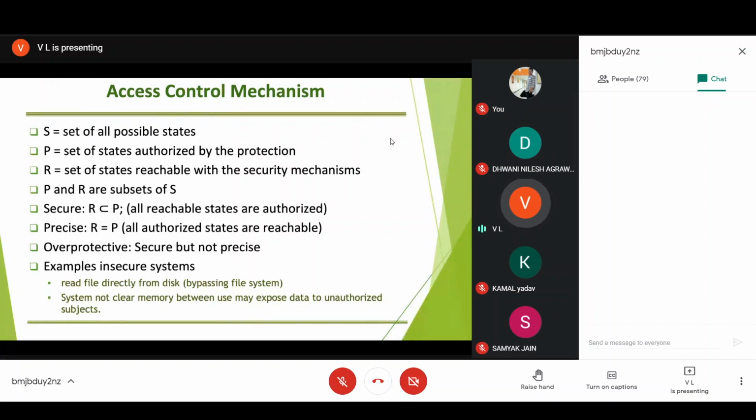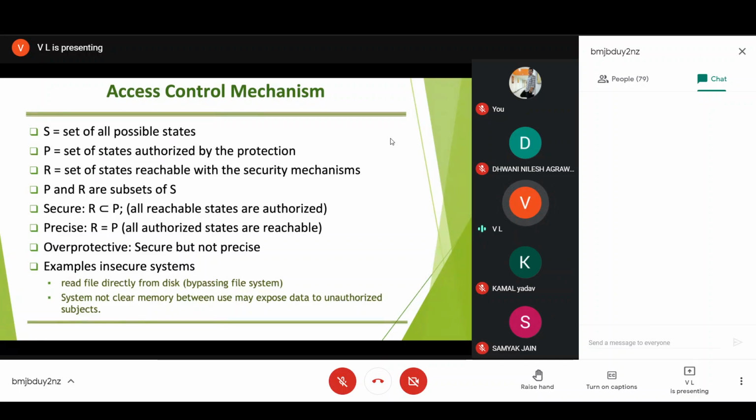So as long as the set of states allowed by our implementation of the security mechanism is a subset of P, which theoretically was the set of states the user was allowed to be in, the system is secure. R is the set of states which the user is allowed to be in by the security mechanism. So as long as R is a subset of P, it is secure. And as long as R is equal to P, the system is precise.